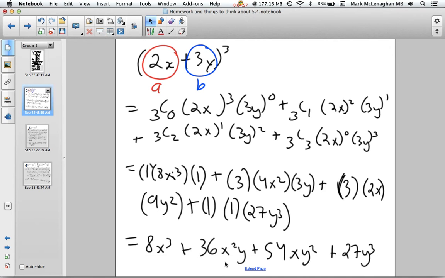So there are our 4 terms: 8x cubed, 36x squared y, 54xy squared, 27y cubed. Again, see that our exponents are still adding up to 3, and our coefficients are the coefficient times the expansion.